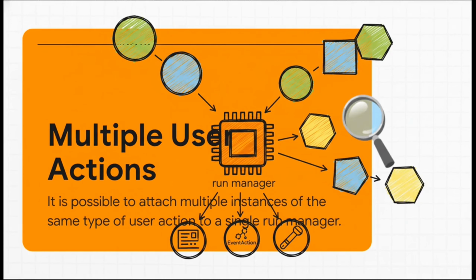Here's another cool feature that's great for keeping your code organized. You can actually register more than one user action of the same type. So let's say you have 3 completely different things you want to do at the end of every event. Instead of cramming all that logic into one giant class, you can write 3 separate, clean event action classes. You register all of them, and Geant4 will just call each one for you. It's awesome for modular design.